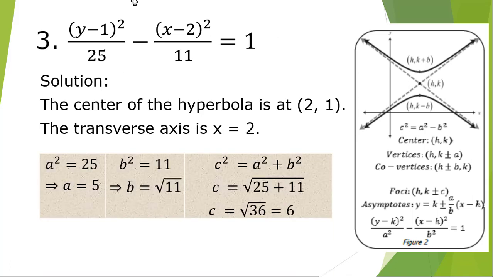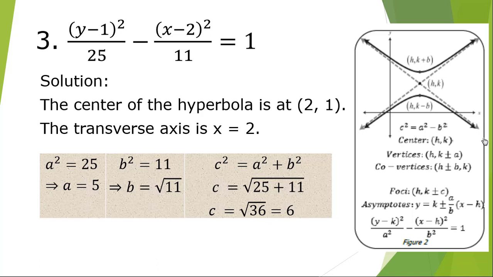By inspecting the standard equation of this hyperbola, this is a squared, because this is our hint in getting the coordinates of the vertices and of course the co-vertices. So a squared is 25, giving us a equals 5. Then our b squared is 11, giving us b equals square root of 11. And then we have this formula c squared equals a squared plus b squared. To get the value for c, we have c is square root of 36 or simply 6.